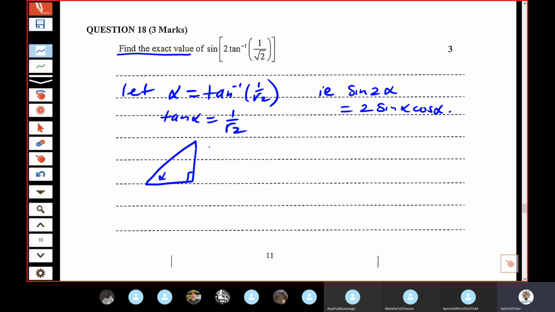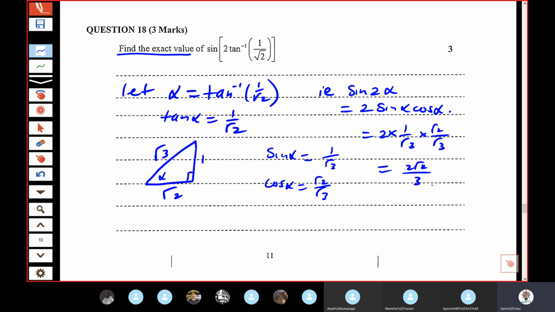Okay, alpha, opposite over adjacent. This should be 2 plus 1, root 3. Did I do that right? 2 squared, root 2 squared is 2, 2 plus 1 is 3, I think so. Again, you guys will tell me if I'm wrong. Sine alpha, opposite over hypotenuse, cos alpha, adjacent over hypotenuse, and of course 2 times 1 on root 3 times root 2 on root 3, 2 root 2 on 3. Plug it into your calculator and hopefully it gives you the same as the original one.